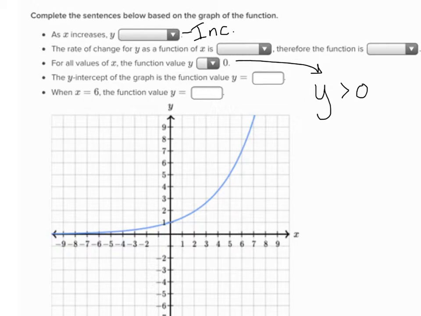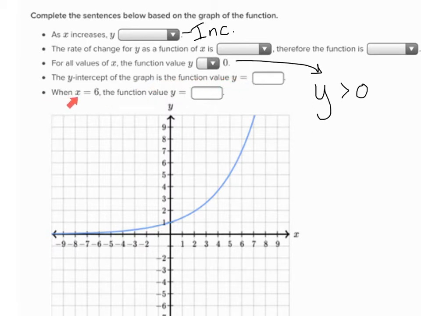If the entire graph were below the x-axis, then I would have put a what here? Less than. Okay, let's read the next one. The y-intercept of the graph is y equals what? 1. Yep, y equals 1 is the y-intercept. And so your y-intercept is right here at 1, right? So we would say the y-intercept of the graph is the function value y equals 1.